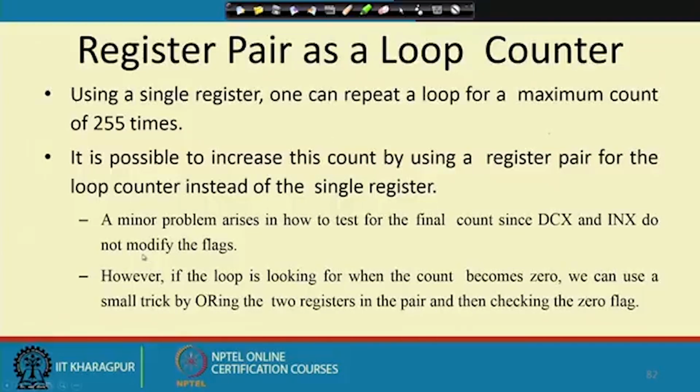However, there are some tricks by which we can correct this problem, by taking the OR of the two registers. If you are using, say, the BC pair, then after doing the decrement operation with DCX we can OR the B and C registers, and if both of them have become 0, then the OR of them will become 0, and this OR instruction will affect the 0 flag. As a result, we can detect the situation that the counter has underflown.